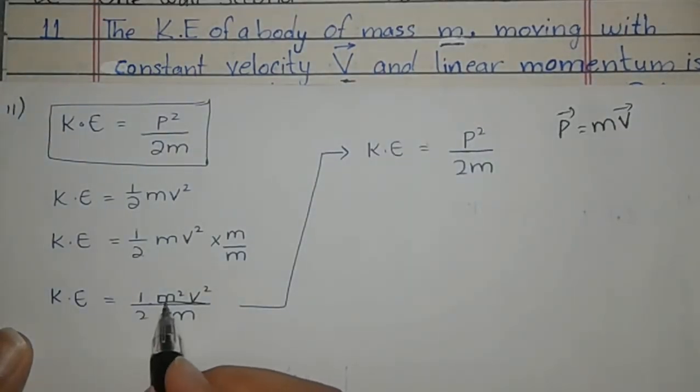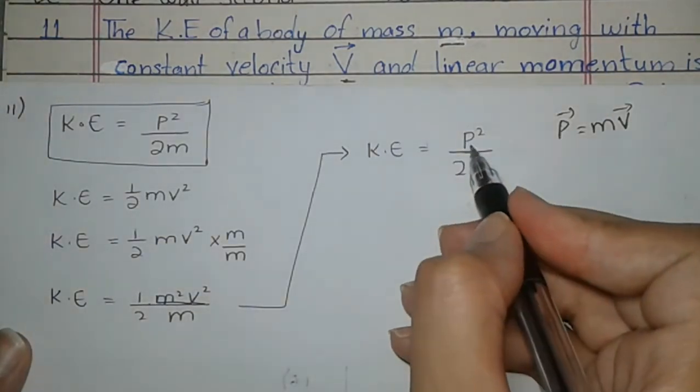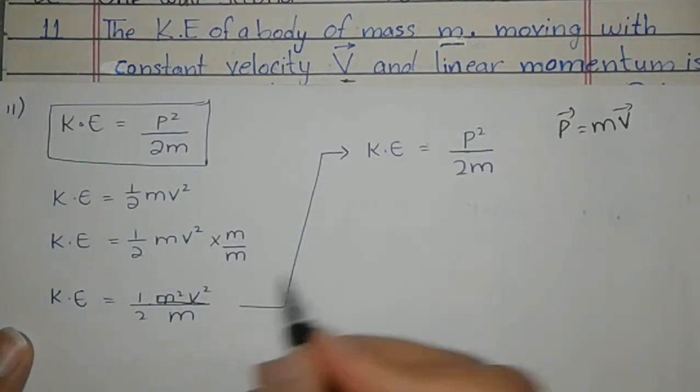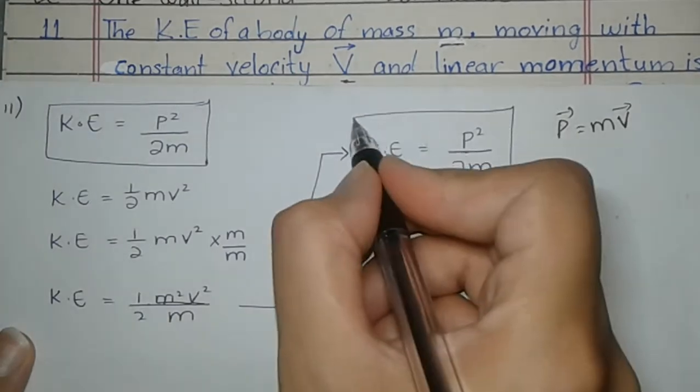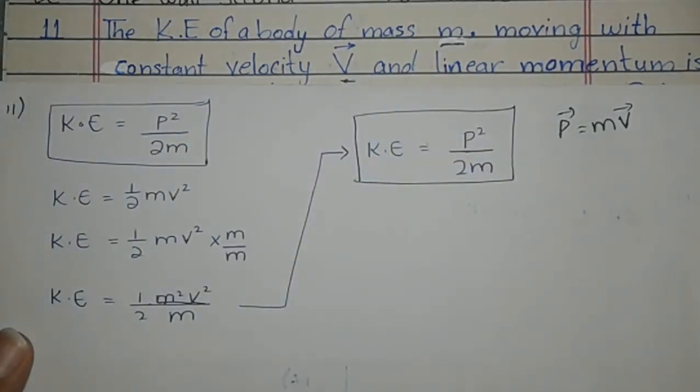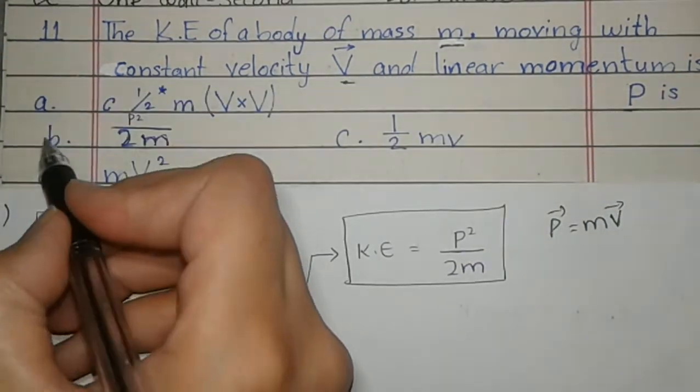So here is m square and v square, so momentum will be p square, divided by 2m. So kinetic energy is equal to p square divided by 2m. The answer will be option B is correct.